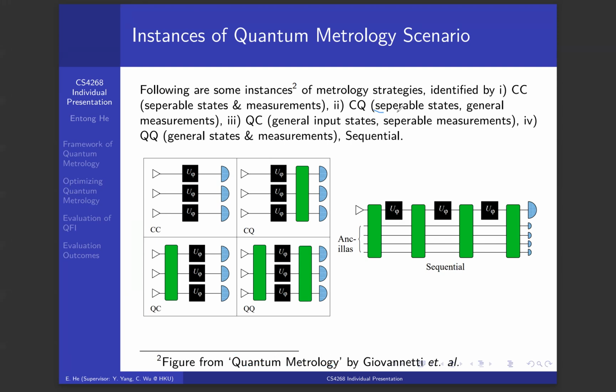CQ stands for separable state and general measurement, and CC is separable state and separable measurements. It is simply parallel: we repeat the parallel experiment n times, and this reduces to a classical system. In the classical system, the asymptotic behavior of the readout errors is governed by the central limit theorem. As for CQ, QC, and QQ, we introduce entanglement, and that brings some potential enhancement of the metrology performance. And then the sequential ones.